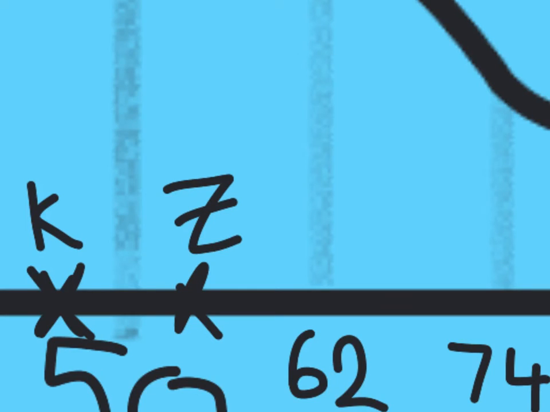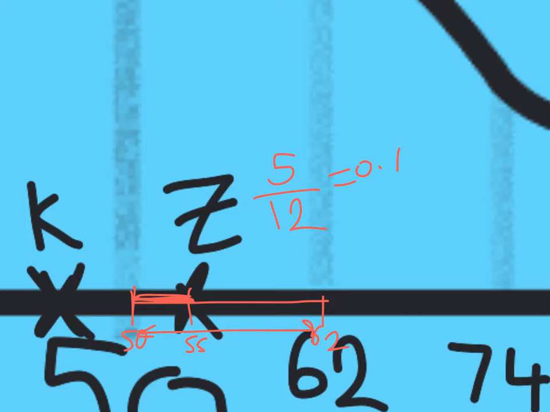Well, let's zoom right in here and we'll have a look at what fraction of this it is along here. Well, if that's 50, and we know that Zach got 55 and this is 62, well, the fraction of this is this distance here, 5 out of the total distance, which is 12. So that would be their fraction, which is 0.4167.